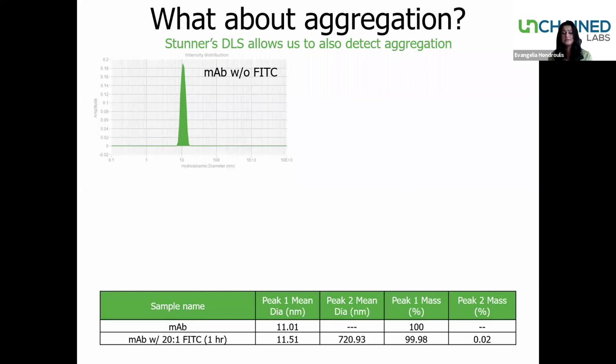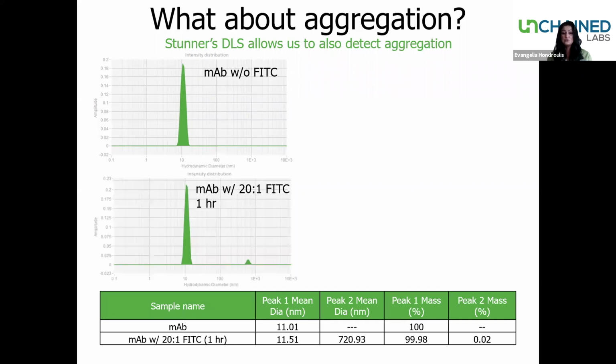So the antibody alone was registering a size of 11.01, and we see one peak. Once we start adding the dye, we have a 20:1 Fitzy at 1 hour incubation. We're starting to see a larger species form. In other words, aggregation is starting once the dye is added.